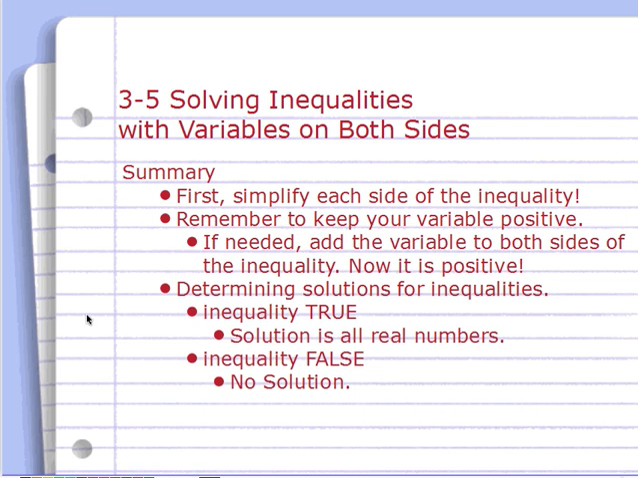So in summary, with any inequality, or equation for that matter also, always simplify each side. If possible, keep your variable positive and determine the number of solutions for inequalities. If you end up with a true inequality, then your solution will be all real numbers. End up with a false inequality, then it's going to be no solution for the inequality, just like in the last example we covered. So bring any questions you have to class, and thanks.